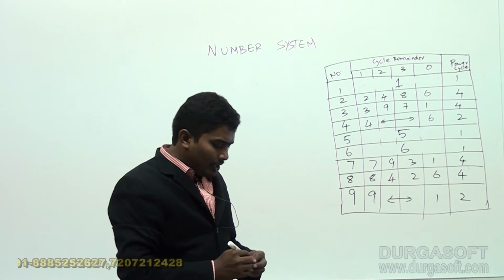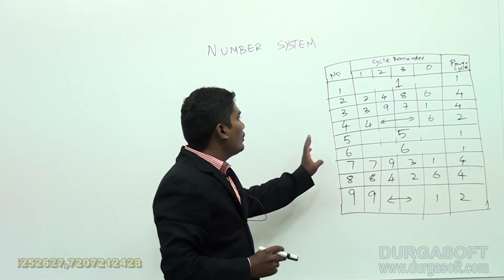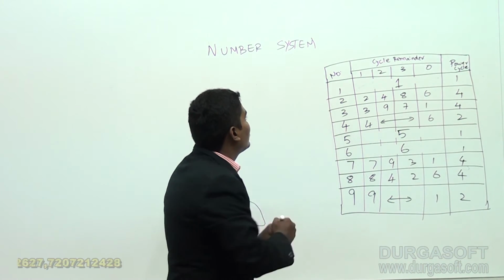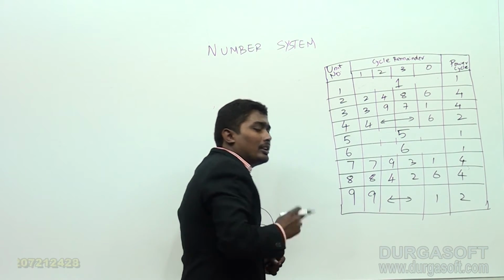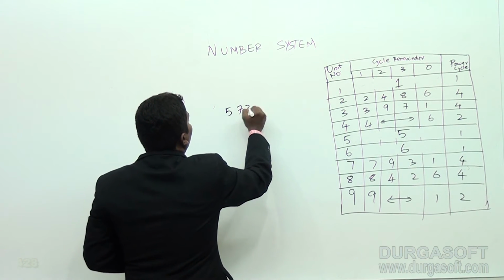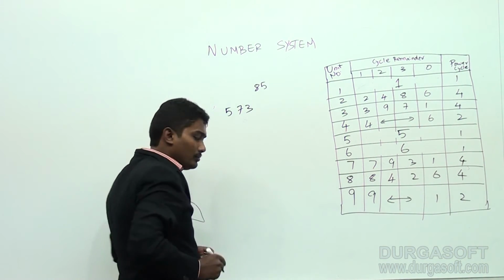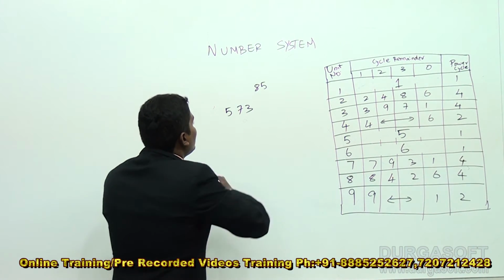So this is a cheat sheet. You can just have a look at this table. Now, if they are giving you any number that ends with one of these, this will be the unit number, or in other words, the unit digit. For example, 573 to the power 85. So the unit digit is 3.